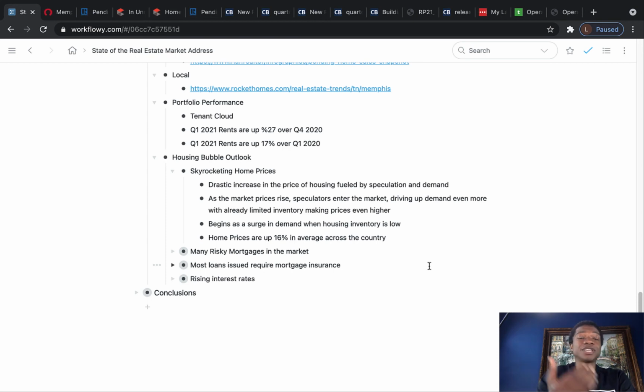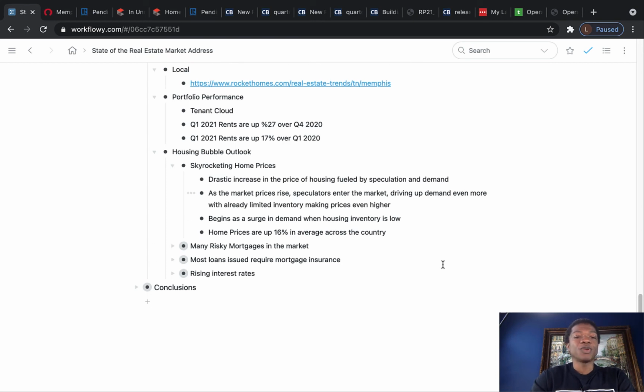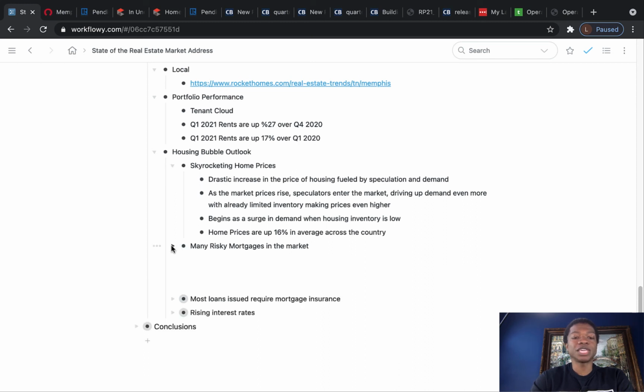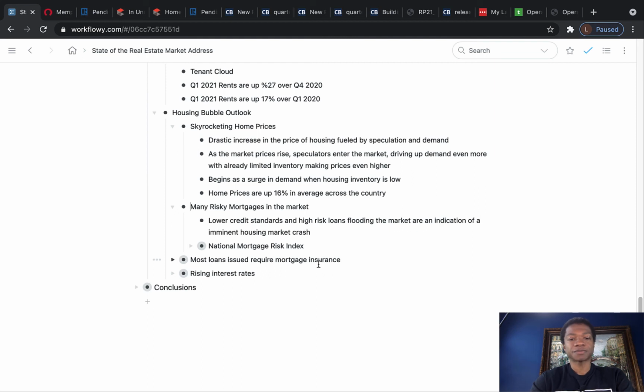And so a housing bubble will typically begin as a surge in demand when housing inventory is low. And again, home prices are up about 16% across the country. One of the other indicators that you could be looking towards a housing bubble is when there are many risky mortgages in the market. When you start to see a lowering of credit standards, when you start to see a lot of high-risk loans flooding into the market. These are both indicators that a housing bubble or a housing market crash could be imminent.